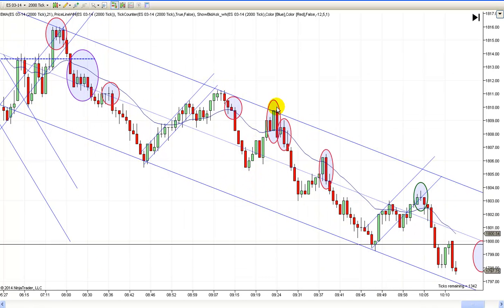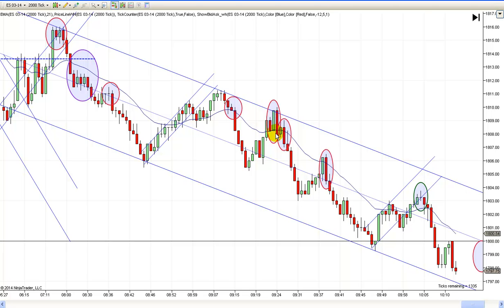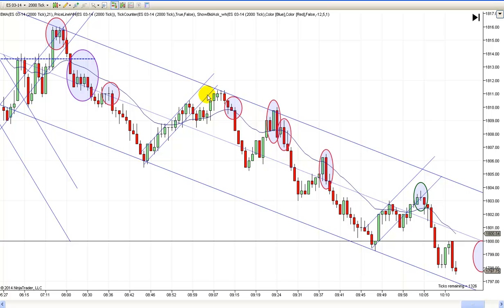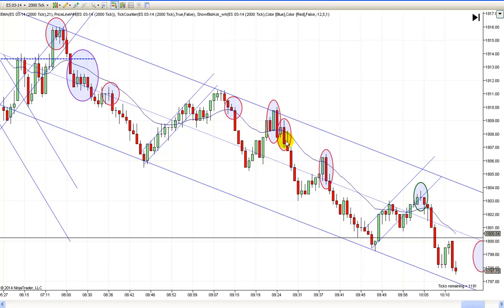But then you get a two-legged pullback right back to the trend line again. This bar broke out to the top first and then came down. It's a second entry short with that little trap at the top, off the trend line. If you didn't take that, when it turned higher here and then turned back down and gave you your second entry, you definitely got to jump in there.